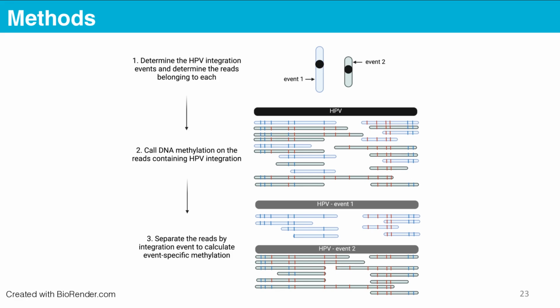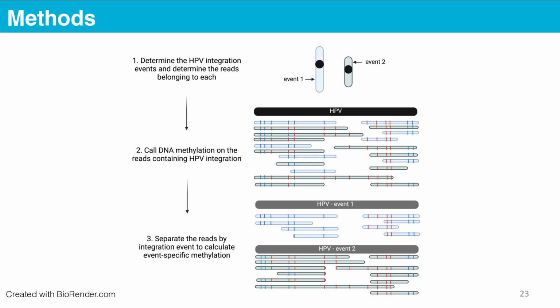And since we already subsetted the HPV-containing reads to which integration event they belong to, we can then apply this to look at methylation. So first, determine the integration events and what reads belong to each. And then second, call DNA methylation across the reads containing HPV integration. So each little dash here is a methylation call at a CpG. And then you can separate the reads by integration event and calculate event-specific methylation.